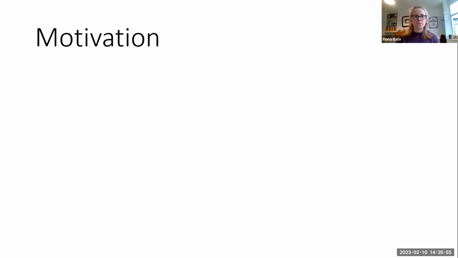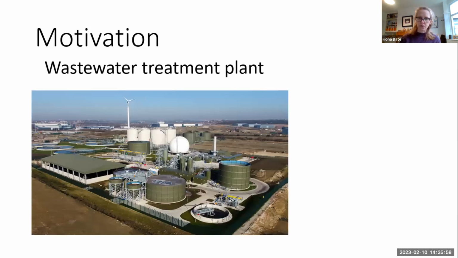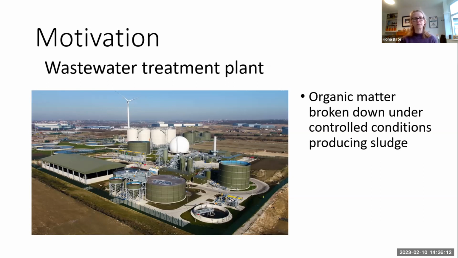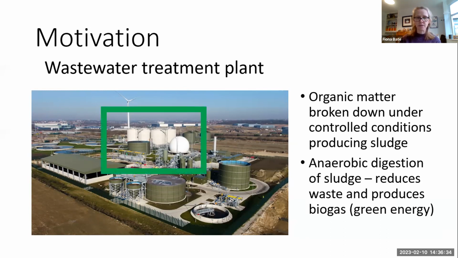So to get around this problem, the water goes to a wastewater treatment plant. This picture here is of the Knostrop wastewater treatment plant, which is in Leeds, just down the road from where I am in York. At the wastewater treatment plant, the organic matter in the wastewater gets broken down under controlled conditions. It produces something called sewage sludge. And what I'm really interested in is the anaerobic digestion of this sewage sludge. That is a process in the wastewater treatment plant which happens in this region here.